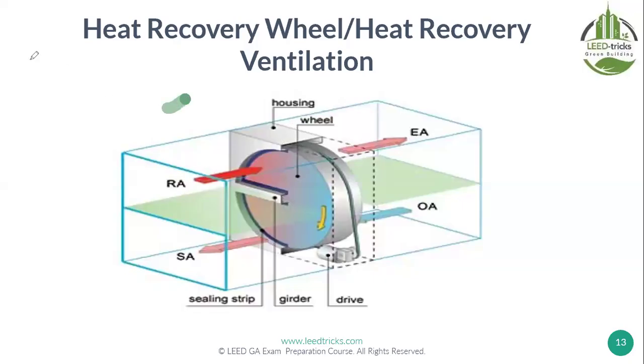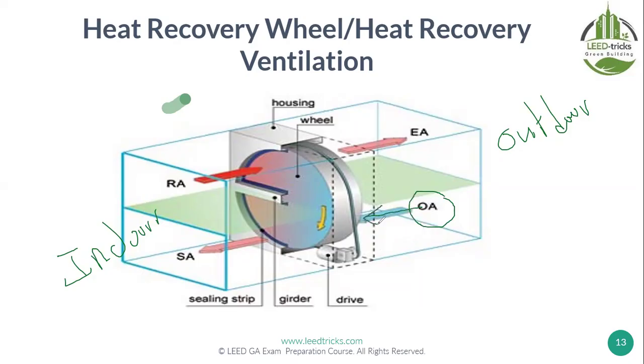This is the heat recovery wheel, as you can see on the screen. This side is indoor. This is outdoor. So assume this is your window or your opening. We fix this heat recovery wheel where the air comes inside. So the outdoor air comes inside here, and this is the indoor exhaust air, EA, exhaust air.